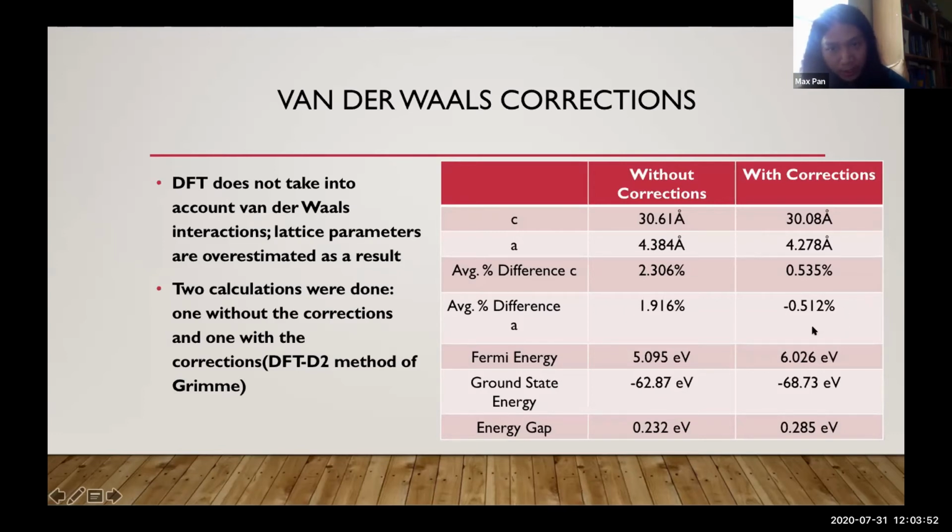And this has a significant impact, as the change in the Fermi energy is approximately 1 electron volt, and the change in the ground state energy is approximately 6 electron volts.